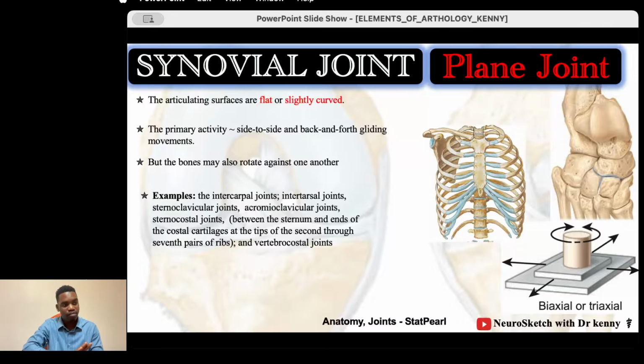Which is already biaxial, but it can be a rotational movement between the articulating joints. An example is the joint that is formed in the tarsal bones. The tarsal bones form a plain joint.